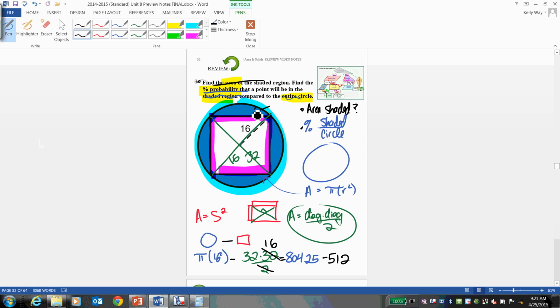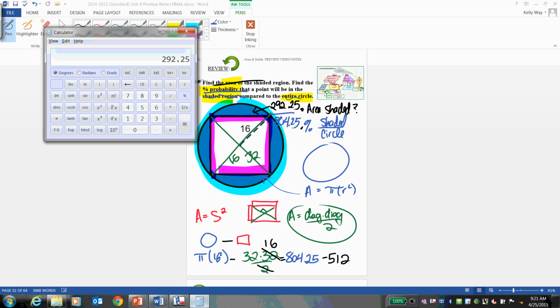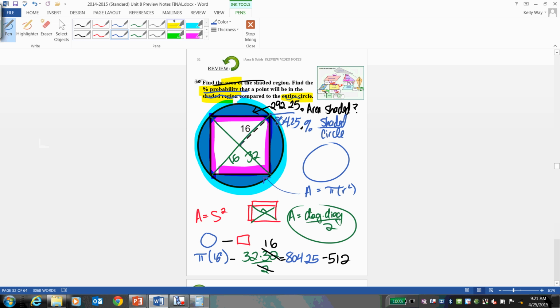And you always want to label everything as you do this. So the shaded region was 292.25. We want to find the percent probability that's in the shaded compared to the whole circle. So we're going to divide by the whole circle, 804.25. Round it to the nearest whole percent, which in this case is 36%.